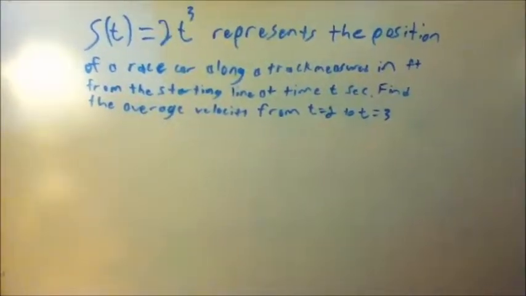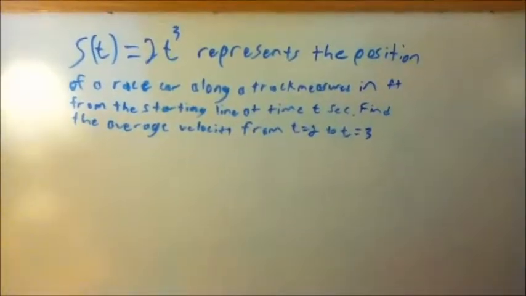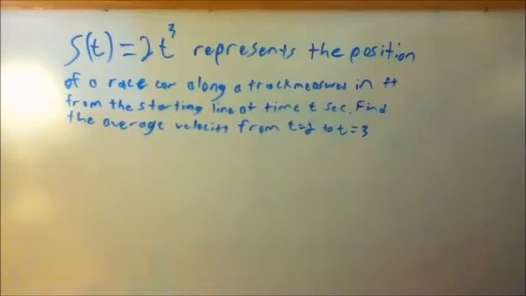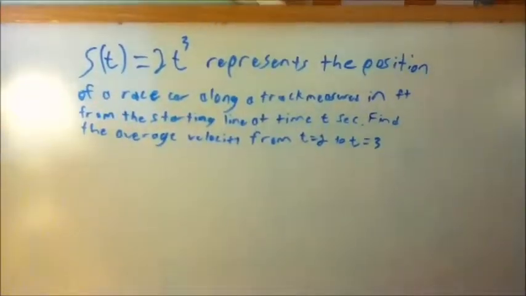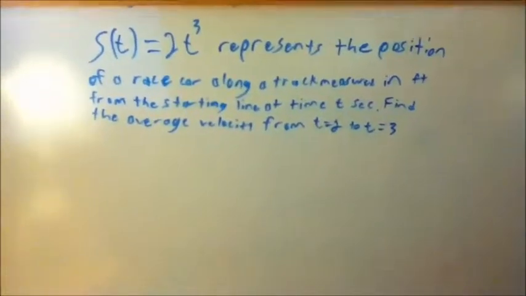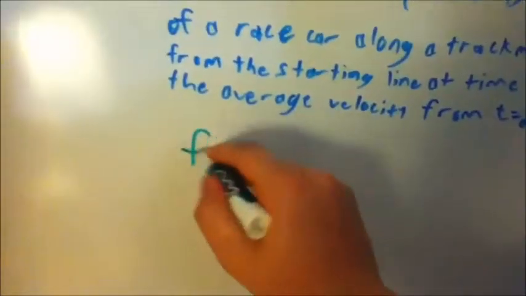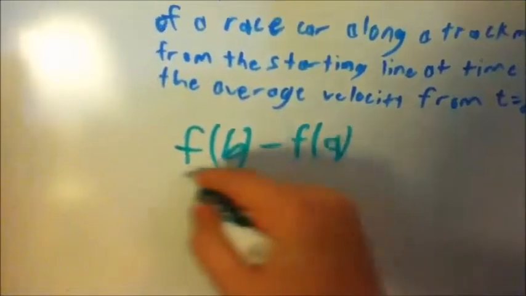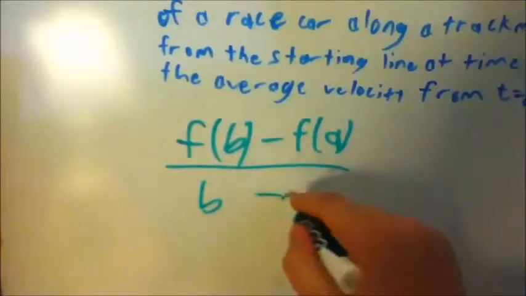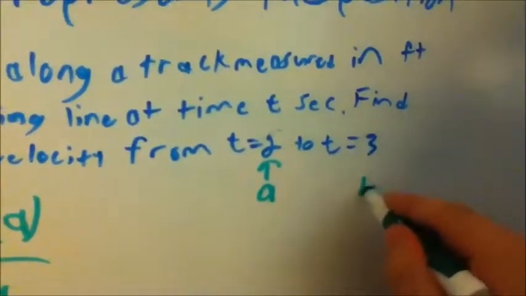In this problem, s of t equals 2t cubed, and that equation represents the position of a race car along a track measured in feet from the starting line at time t seconds. Find the average velocity from time 2 to time 3. To do this, we just need to use the equation I showed you earlier, which is f of b minus f of a over b minus a. And in this example, a equals 2 and b equals 3.